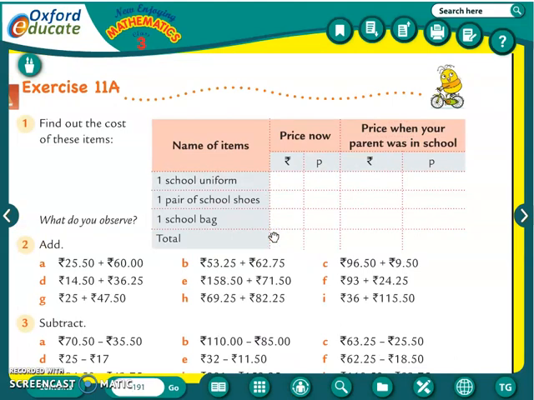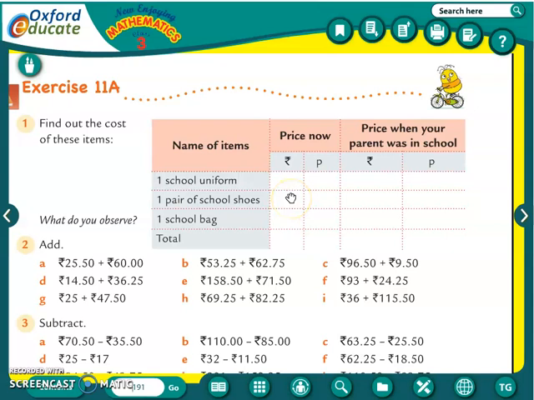Okay, this is the exercise, and here the first question is your homework that you will do. Find out the cost of these items. Names of the items are given: one school uniform, one pair of school shoes, one school bag and total. And here, the price of these things that you have to write, in rupees and paise.